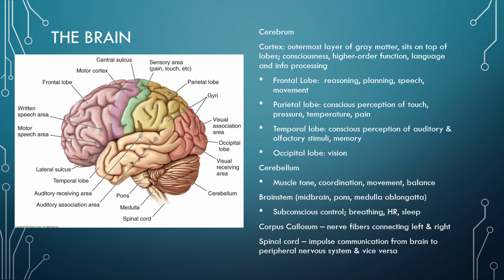Parietal lobe is responsible for interpretation or perception of touch, pressure, temperature, and pain. Your temporal lobe on the sides, that's where interpretation of auditory, so hearing, and olfactory, smelling, stimuli occur, and also responsible for memory. And then your occipital lobe is responsible for vision.